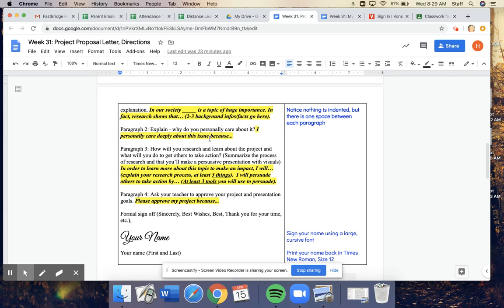I personally care deeply about this issue because in order to learn more about this topic to make an impact, I will. How are you going to research? You guys know that process. And how are you going to persuade others? When this says tools, what we really mean is what are the things you're going to use to persuade, meaning what will go into your presentation?